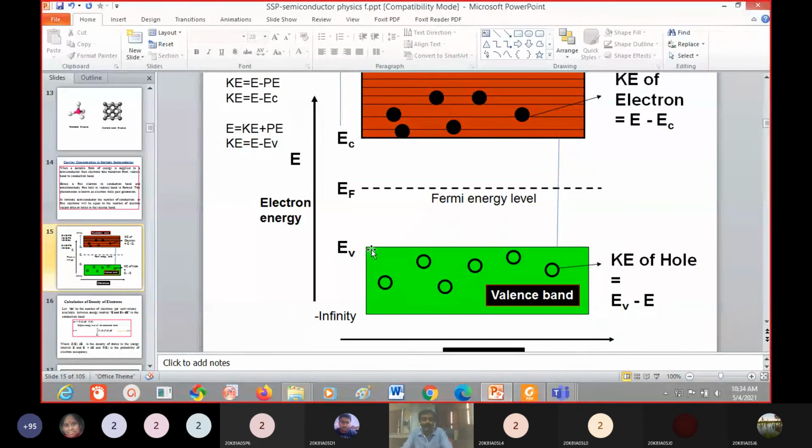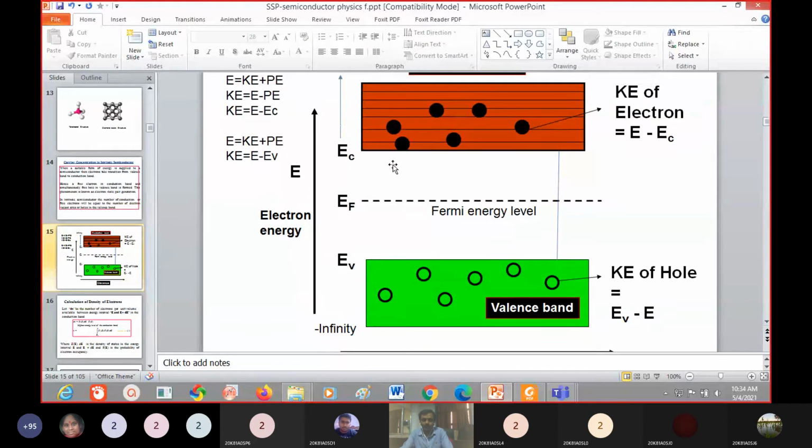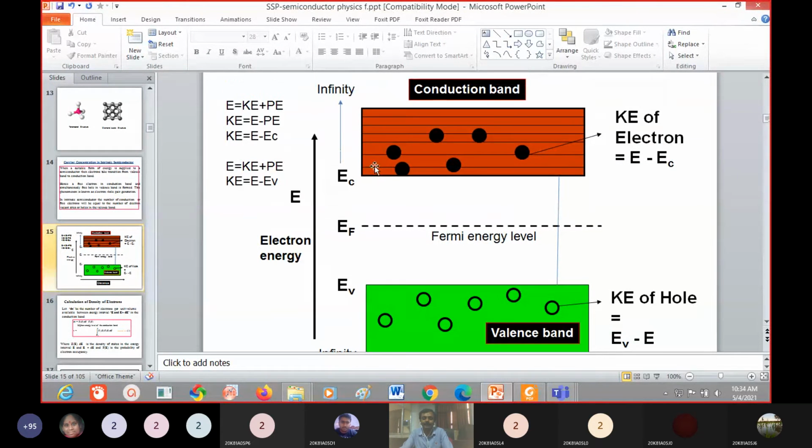Similarly, the maximum energy level of the valence band is EV. The minimum energy level we don't know, so we take it as minus infinity. The minimum energy level of the valence band is minus infinity, and the maximum energy level of the valence band is EV. The minimum level of the conduction band is EC, and the maximum energy level of the conduction band is infinity.